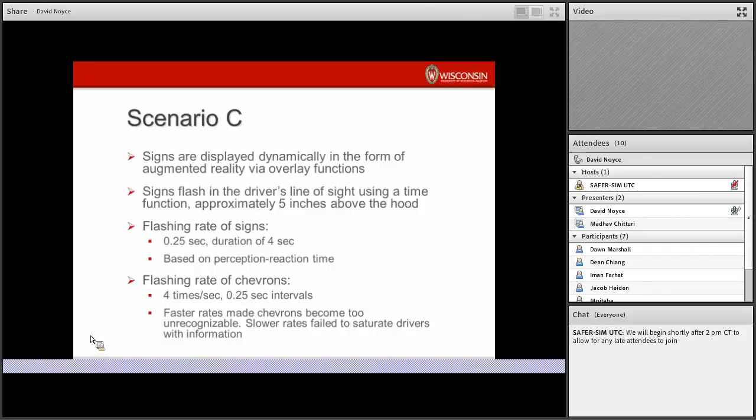I also mentioned that we looked at some flashing rates of chevrons, and I'll show you that in just a second. But we also thought maybe there's some benefit, in this augmented and heads-up display environment, to have another form of positive guidance, if you will, through horizontal curves, and see how that improved drivers in terms of lane position and control through especially sharper horizontal curves that have some history of run-off-the-road type crashes.